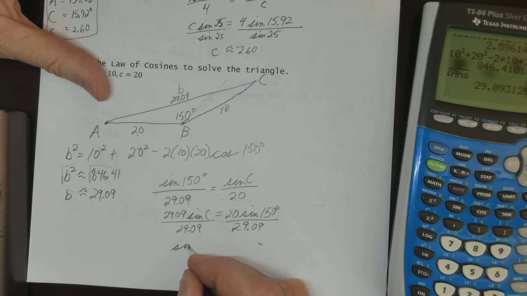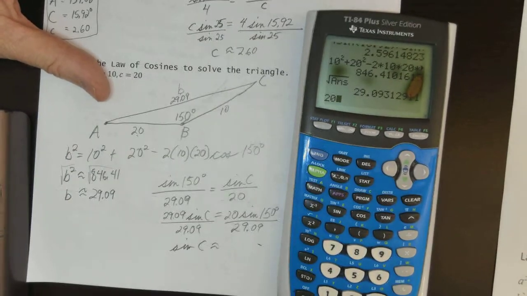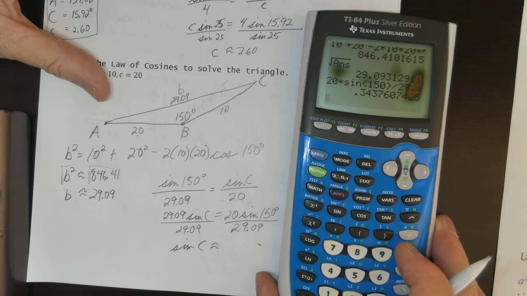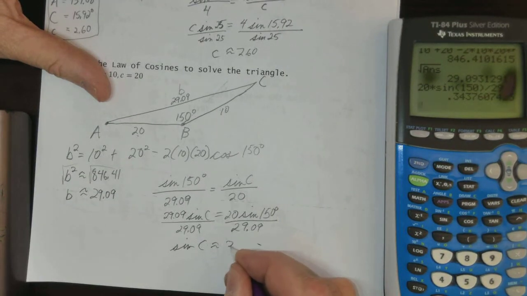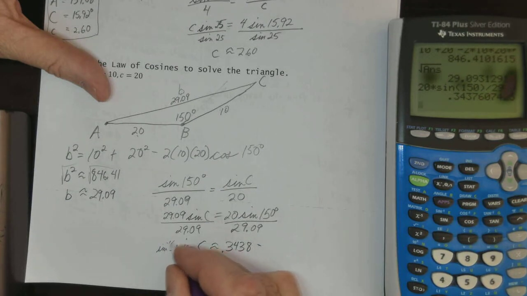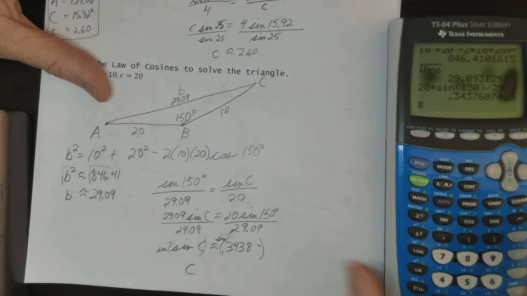I get the sine of C is approximately 20 times sine of 150 divided by 29.09, which is 0.3438. And I'm going to take the inverse sine of that, and I'll have the measurement of the angle.